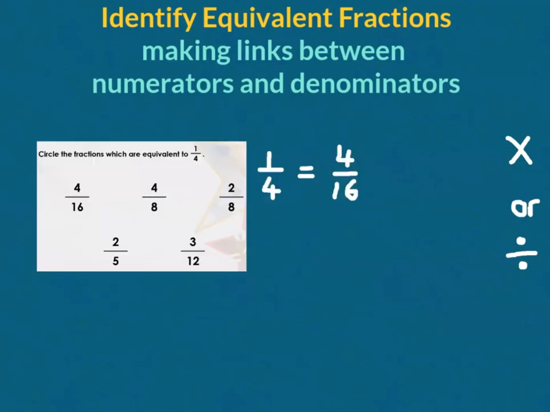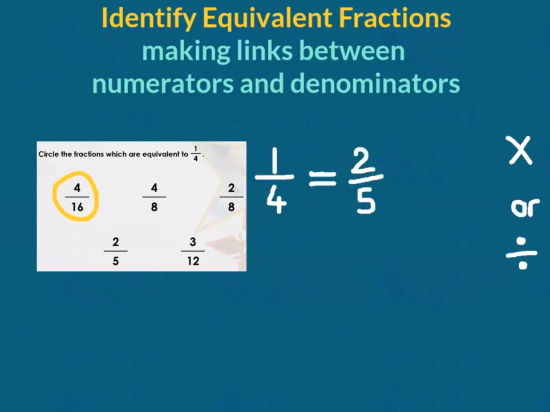Let's test to see if this is right. 1/4 is equivalent to 4/16. Well, is it? Let's look at the link between 1 and 4. 1 has been multiplied by 4. Has 4 been multiplied by 4? 4 times 4 is equal to 16. So yes, we know that 1/4 is equivalent to 4/16.